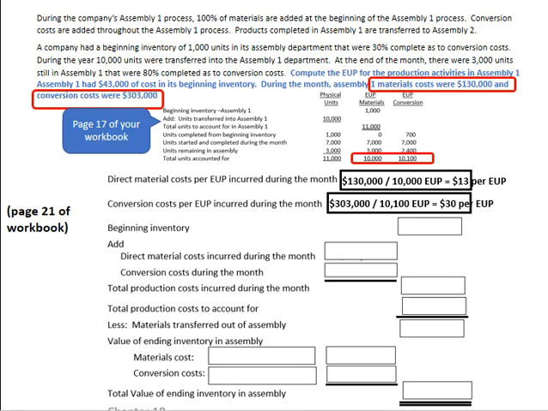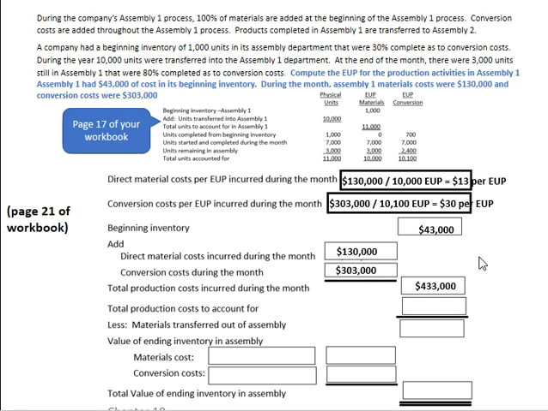Okay, now again we start off with the value of our beginning inventory. Assembly 1 had a $43,000 cost in its beginning inventory, so we add that to our inventory movement calculation. Now we're going to add the direct material costs that were charged to our general ledger during the month, which were $130,000. Our conversion costs charged to our general ledger account were $303,000, so we add that. The total of those material and conversion costs comes up to $433,000.